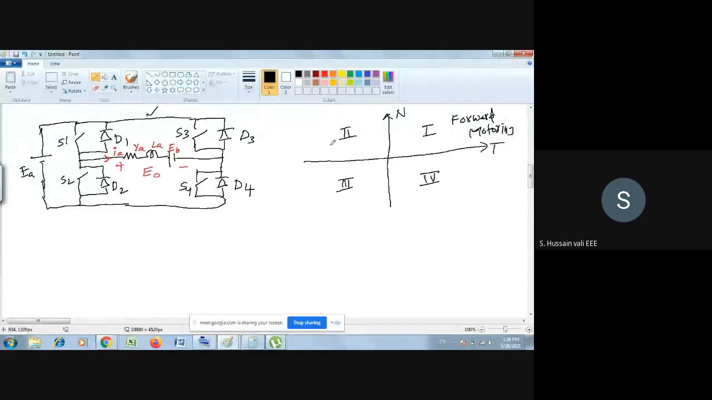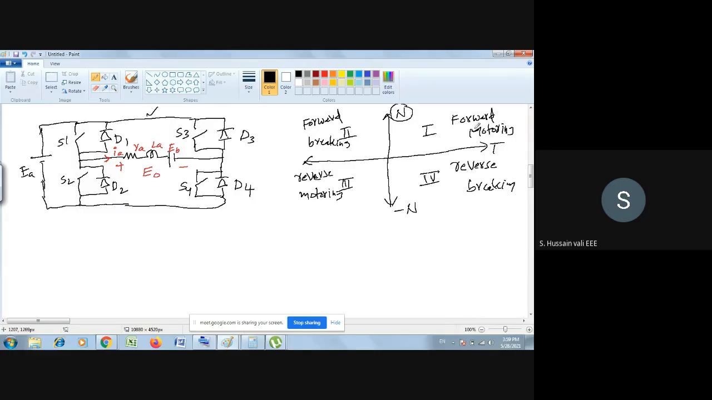So now this is forward braking. This is reverse motoring, whereas this is reverse braking. So third and fourth we call reverse. First and second quadrant we call forward. Why? In the first and second quadrant, n is in one direction, whereas in the third and fourth quadrant, n is negative. That's the reason we call it reverse.